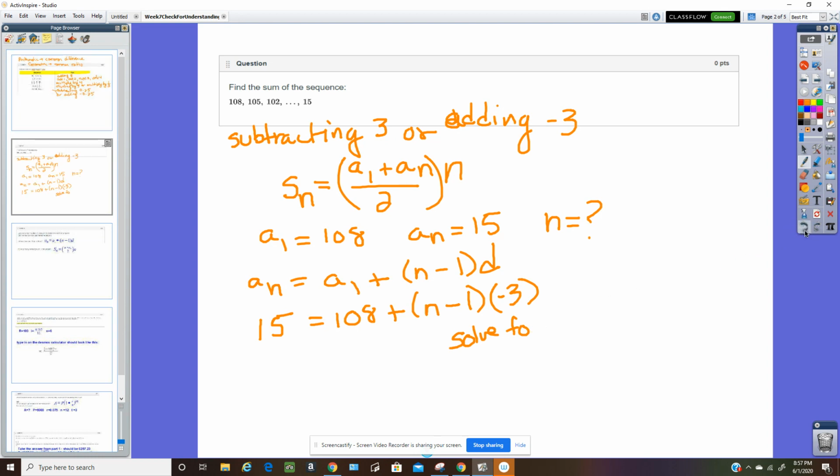So we want to finish this here, solve it for n, and then plug that in here, because you know what A1 is, 108, A sub n is 15. So the only thing you need to know here is n, and the way to find n is to plug into this formula here to find out what n is, and then plug it back into the sum formula.